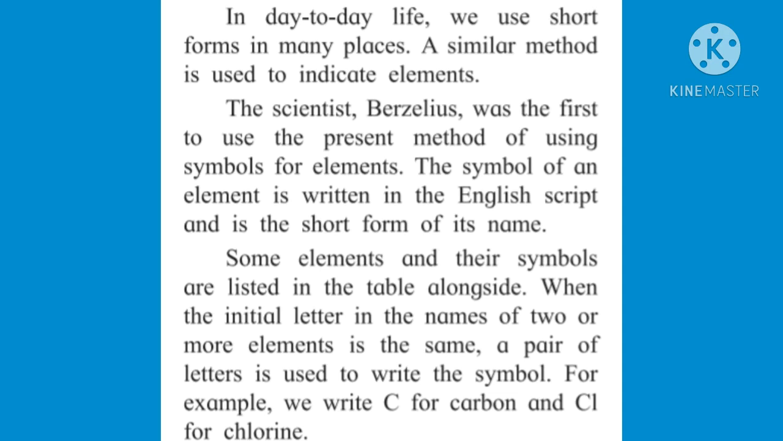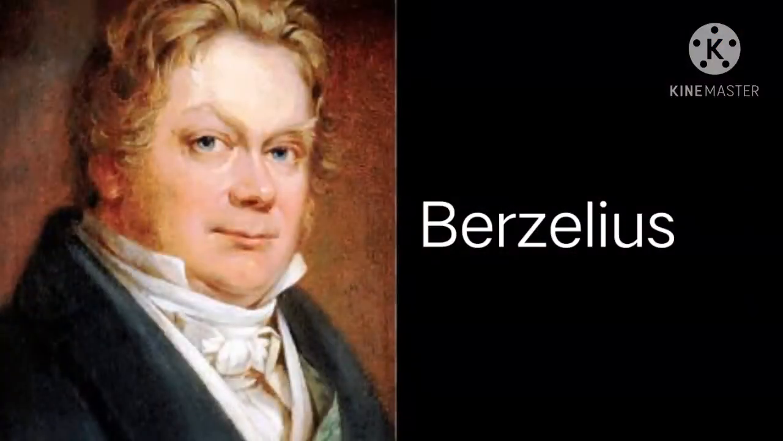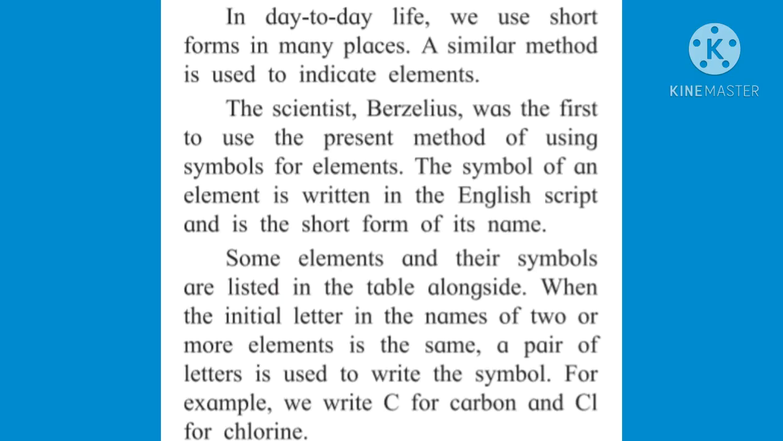In day-to-day life, we use short forms in many places. A similar method is used to indicate elements. The scientist Berzelius was the first to use the present method of using symbols for elements. The symbol of an element is written in the English script and is the short form of its name. For example, hydrogen is written as H, means the symbol of hydrogen is H. The first letter of hydrogen is H.